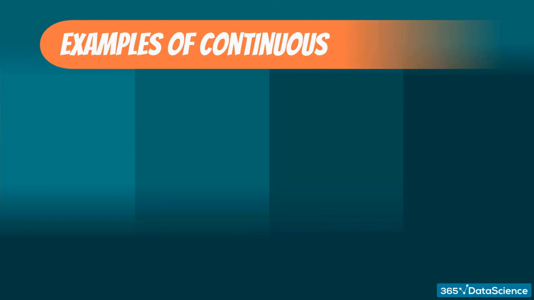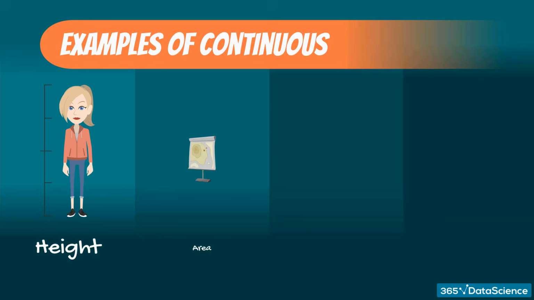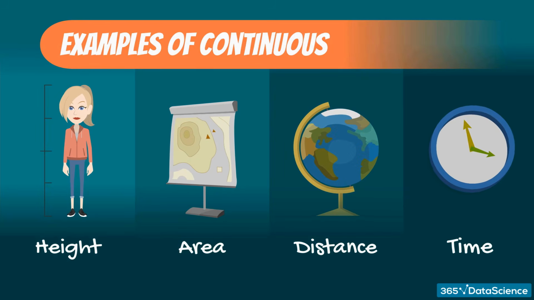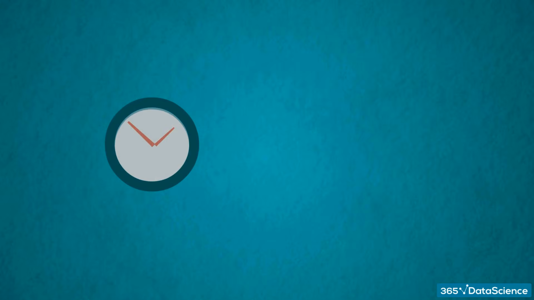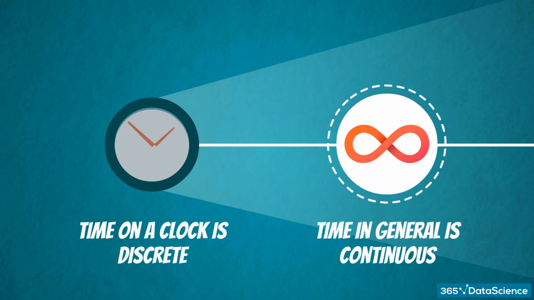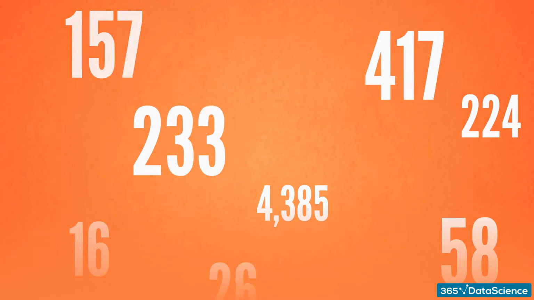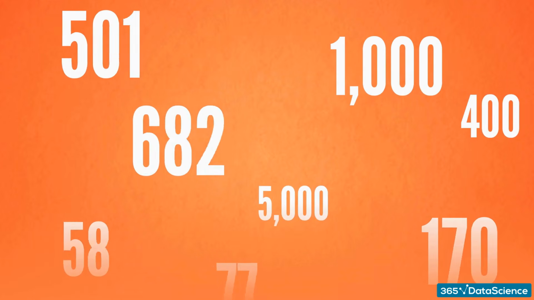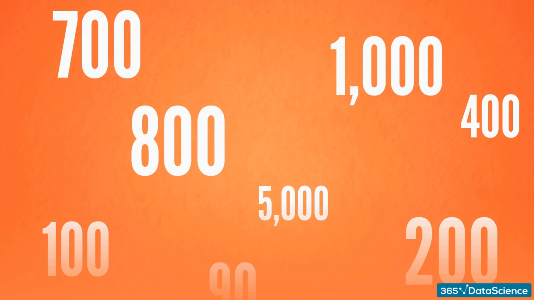What else is continuous? Apart from weight, other measurements are also continuous. Examples are height, area, distance, and time. All of these can vary by infinitely smaller amounts, incomprehensible for a human. Time on a clock is discrete, but time in general isn't. It can be anything like 72.123456 seconds. We are constrained in measuring weight, height, area, distance, and time by our technology, but in general, they can take on any value.